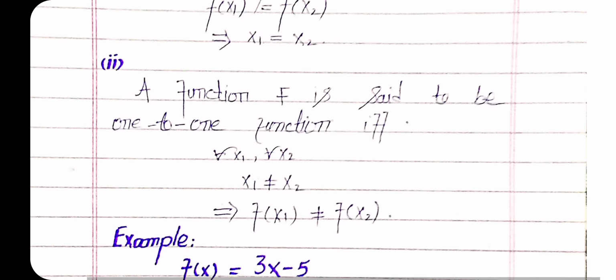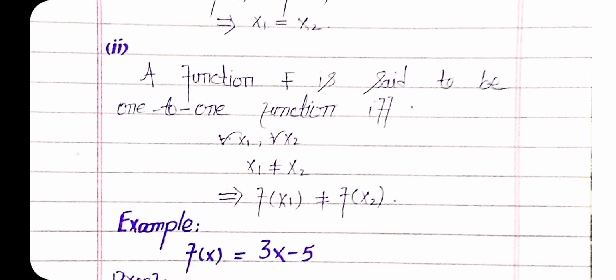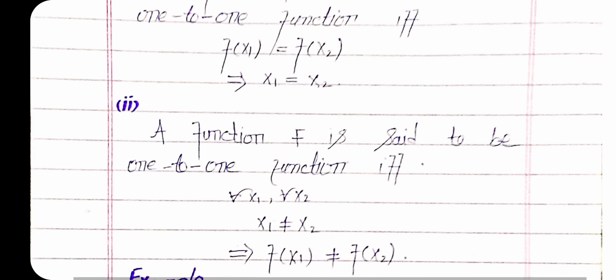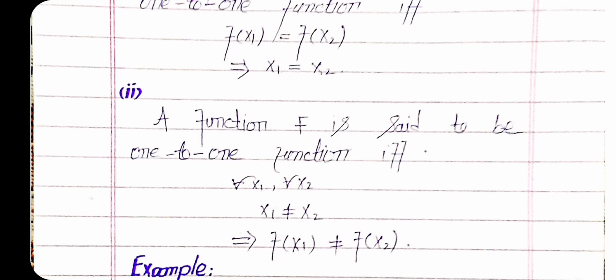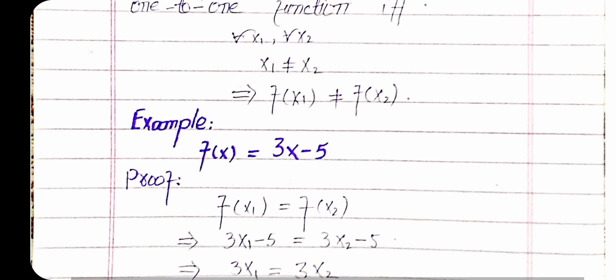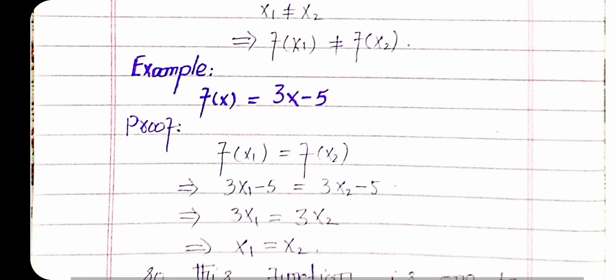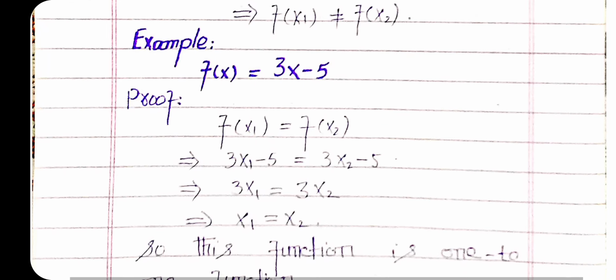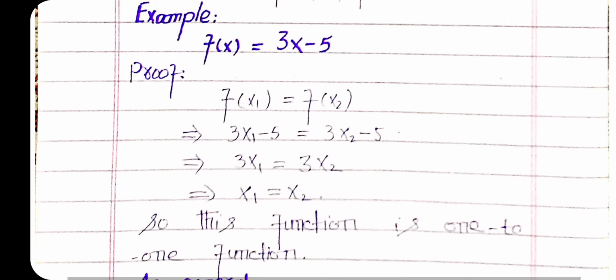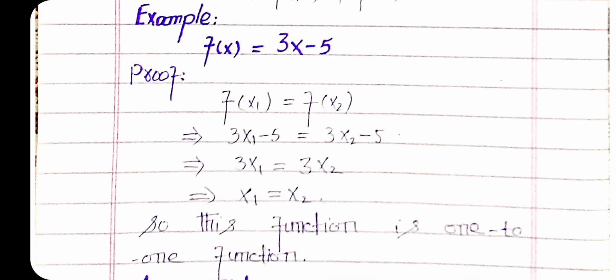A function f is said to be a one-to-one function if and only if the contrapositive statement of the above holds: if x1 is not equal to x2, then their images must not be equal. This is the contrapositive statement of the above result, and the contrapositive statement of every result holds. That's why we consider these terms. Now we check a function by using this algebraic test, whether it is one-to-one or not.